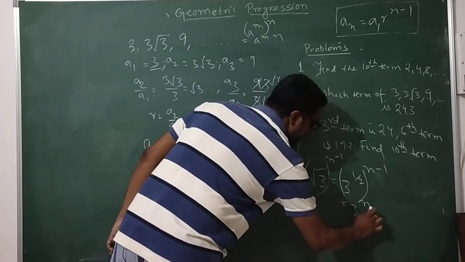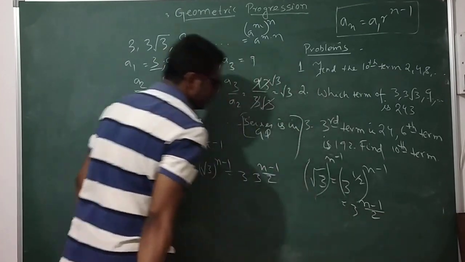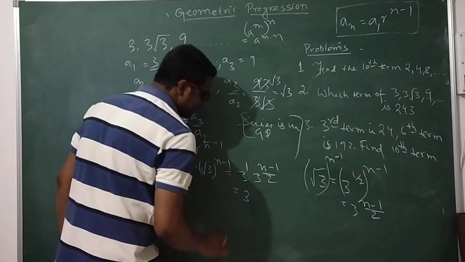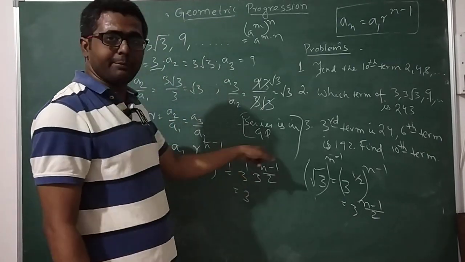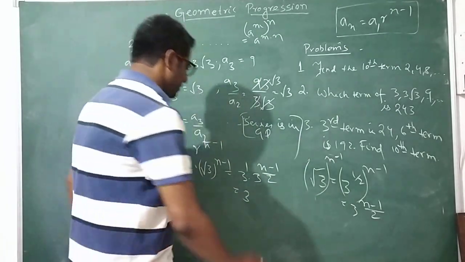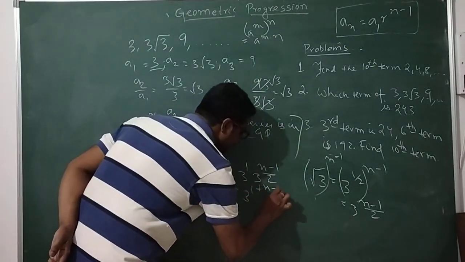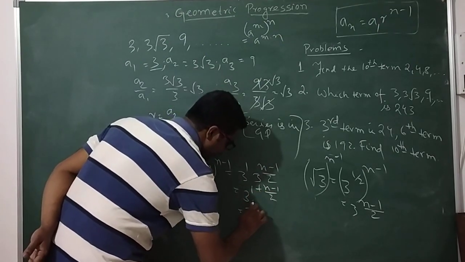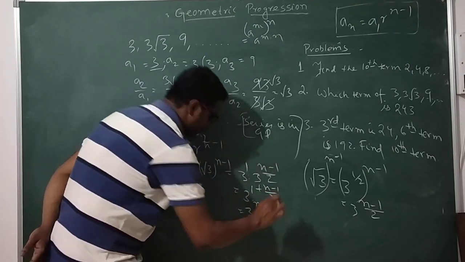So 3 to the power (n minus 1) divided by 2. That's what I have written over here. Now here it means 3 to the power 1. So a to the power m into a to the power n will be equal to a to the power m plus n. So this will be 3 to the power 1 plus (n minus 1) divided by 2, that is 3 to the power (n plus 1) by 2.